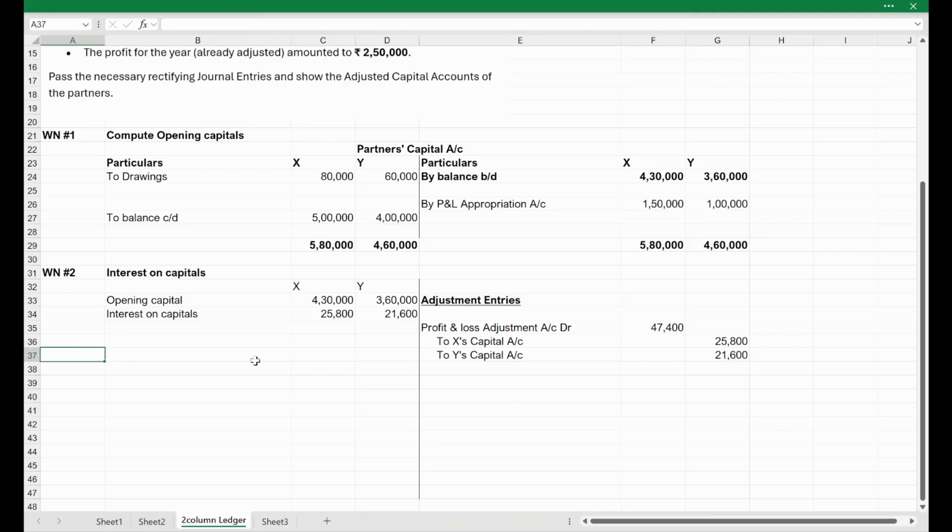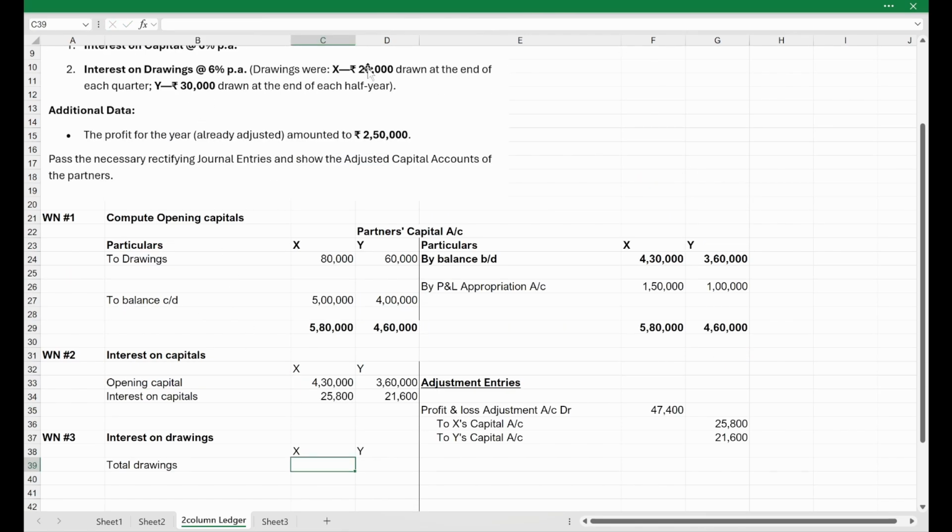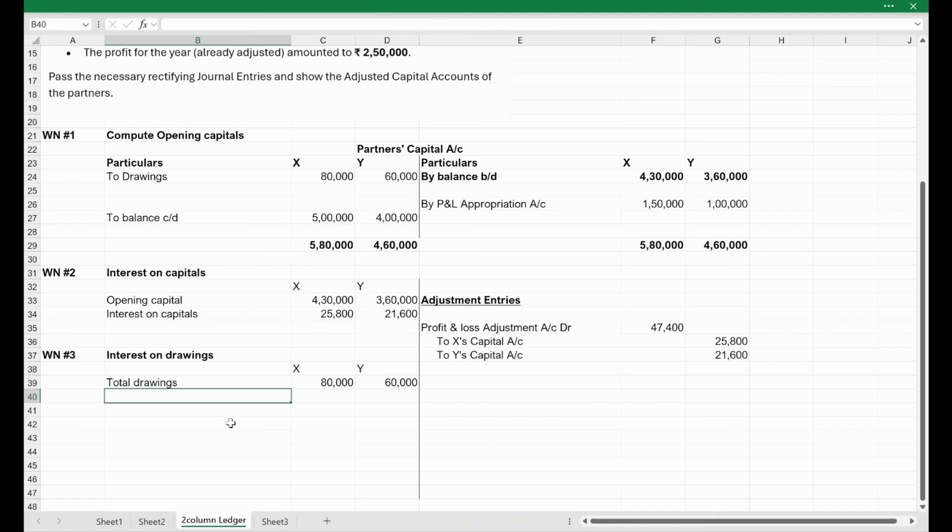Now let us go to the third working note, second appropriation, interest on drawings. Let us understand, first of all, compute the total drawings of both persons. Total drawings of X will be how much? It will be 20,000 at the end of each year, so it is 80,000, and Y is 30,000 at the end of each half year, therefore this will be 60,000. Okay, now I have total drawings.